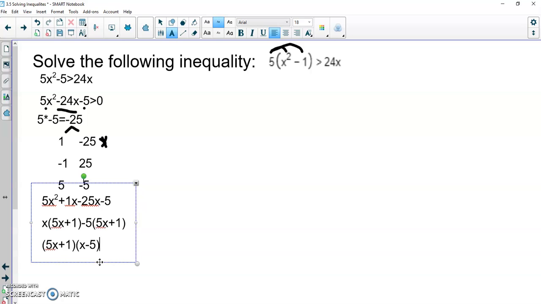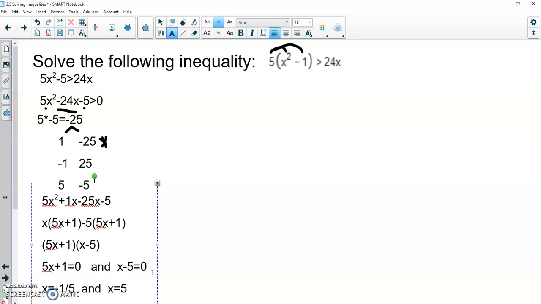To find those solutions, we use the zero product property, which says you take each factor, set it equal to 0, and solve from there. So I have my factor of 5x plus 1 equaling 0, and my factor of x minus 5 equaling 0. From here we solve for x in both equations. In the first equation, to get x by itself, you subtract 1 and divide by 5, so x is negative 1/5. In the second equation, you add 5 to get x equals 5.